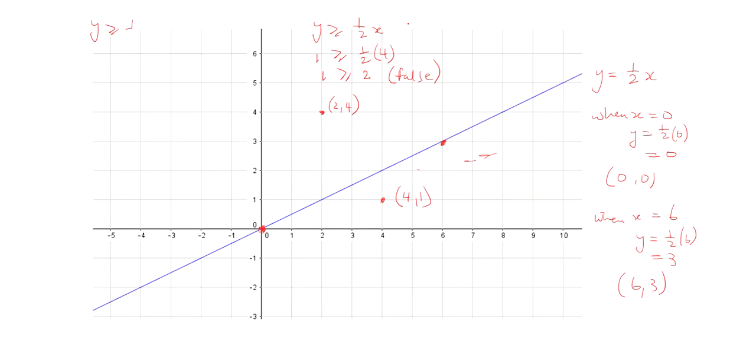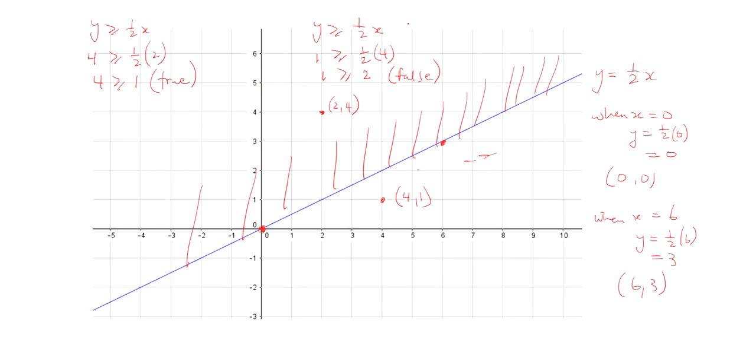Y is greater than or equal to a half x. So 4 is greater than or equal to a half times 2. Therefore 4 is greater than or equal to 1. So this is true. Therefore the point 2, 4 satisfies the inequality, which means that we need to shade this region here.